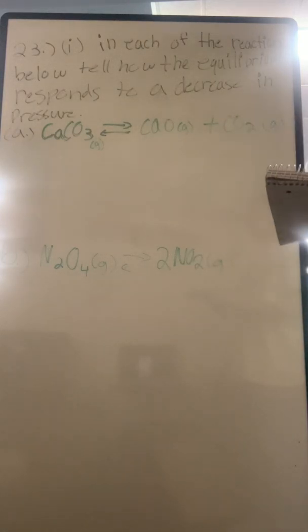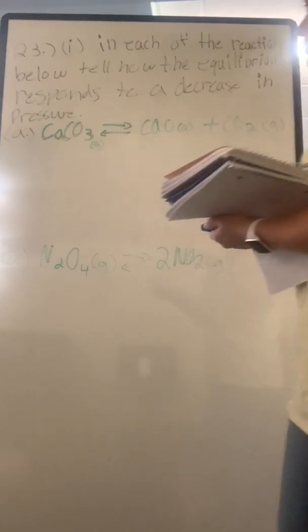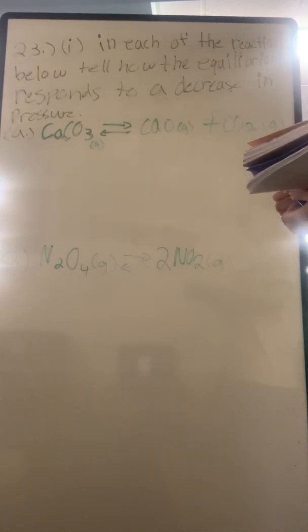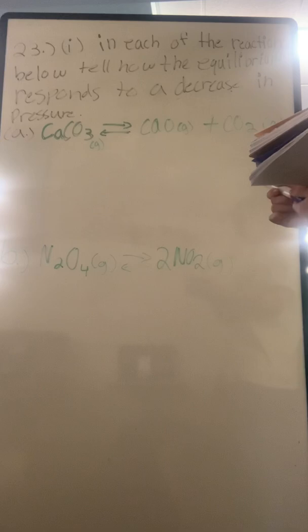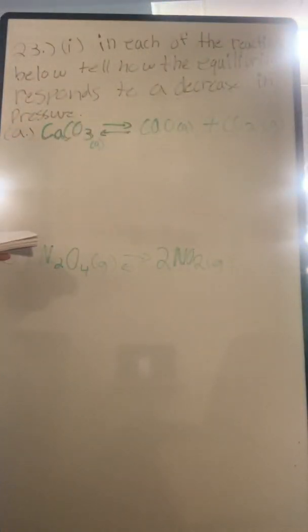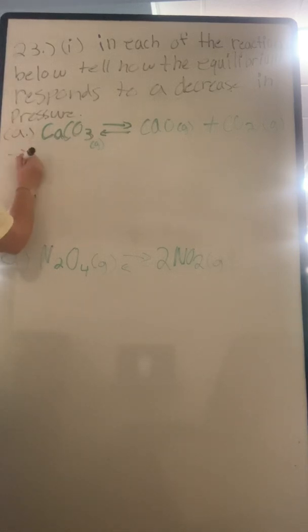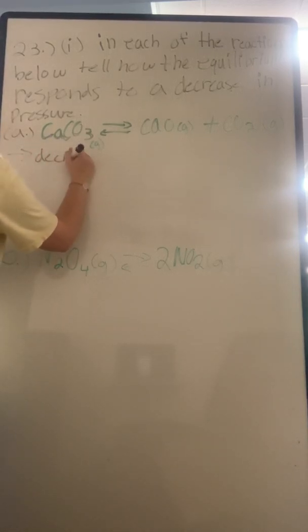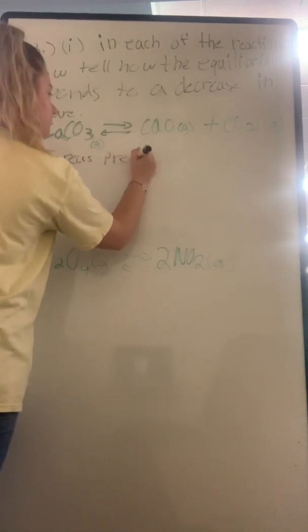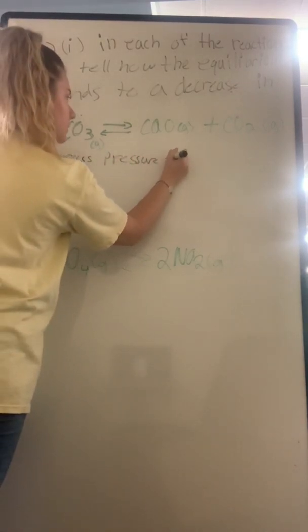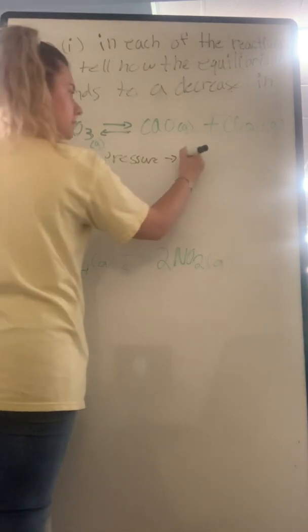Question number 23, part 1. In each of the reactions below, tell how the equilibrium responds to a decrease in pressure. So, decrease in pressure. The decrease in pressure is the same as an increase in volume. So if we're decreasing pressure, we are also increasing volume.